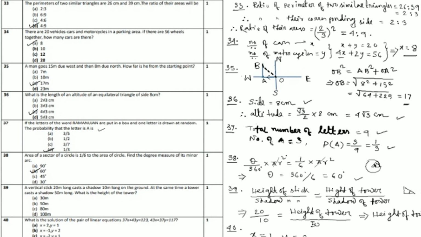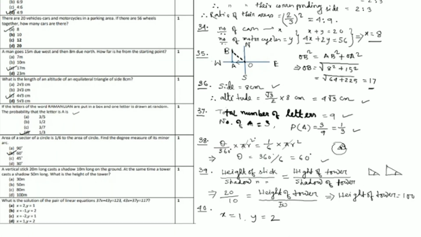Now we will solve problem number 39. A vertical stick 20 meters long casts a shadow 10 meters long on the ground.